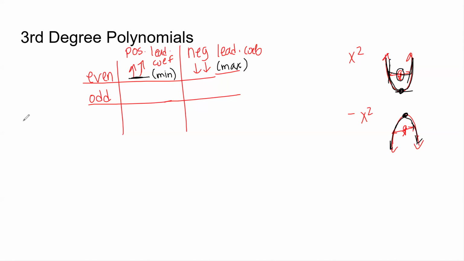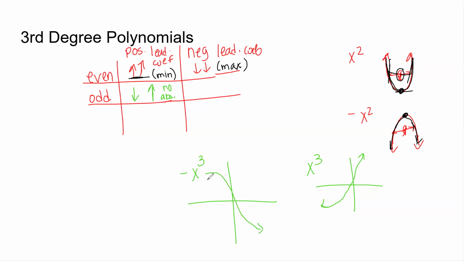But if you are an odd function, so x cubed, which we just explored, with a positive coefficient, on your right-hand side you go up, on the left-hand side you go down. There are no absolute max or min. You're up forever on one side, down forever on the other. And if you're negative with an odd power, so negative x cubed, for example, you'll look something like that. On the right, you'll go down. On the left, you'll go up.